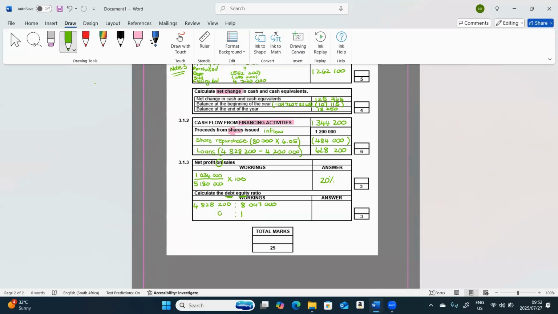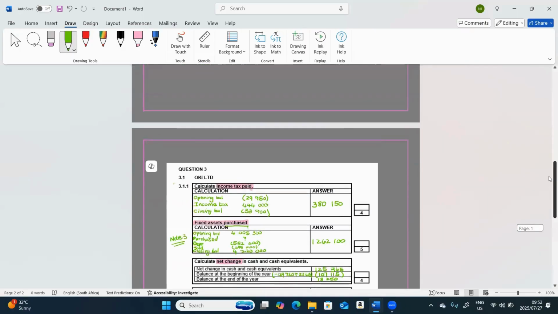And then you will get an answer of 0.6. And guys, that is then your debt to equity ratio, 0.621, which means that your debt is 60% of your equity. Okay, and that is your final answer, guys. Please just go and write it in your answer column as well. So it's 0.621. That is your final answer for your debt to equity ratio.